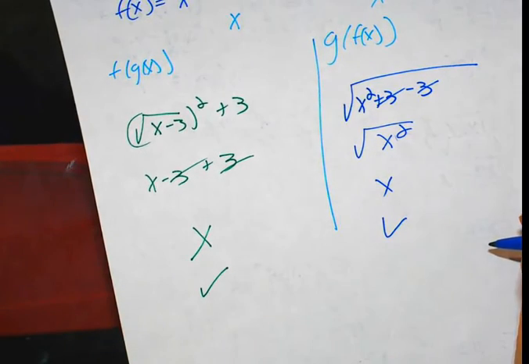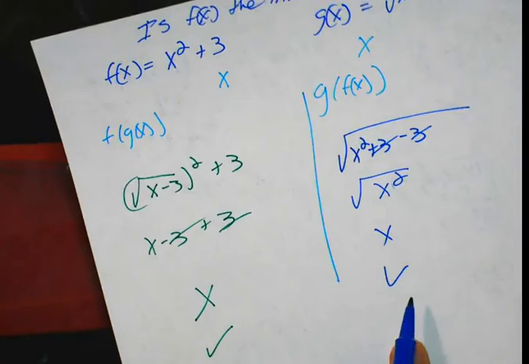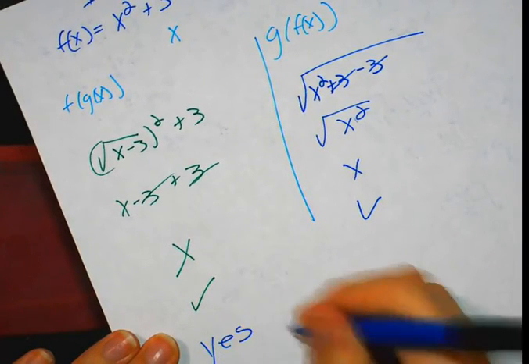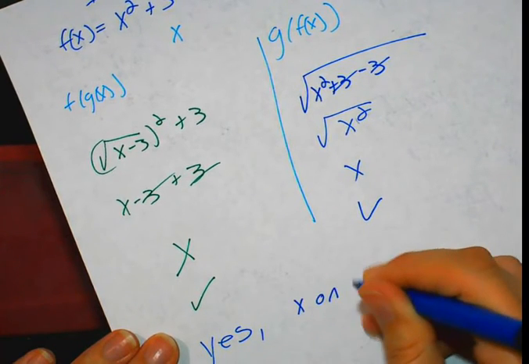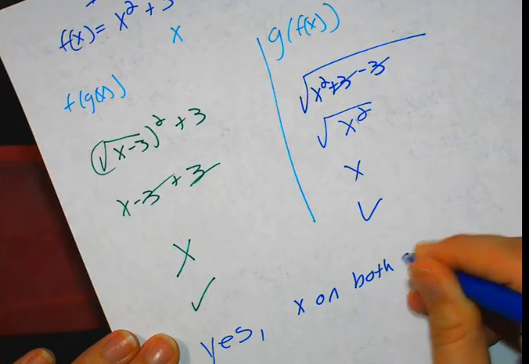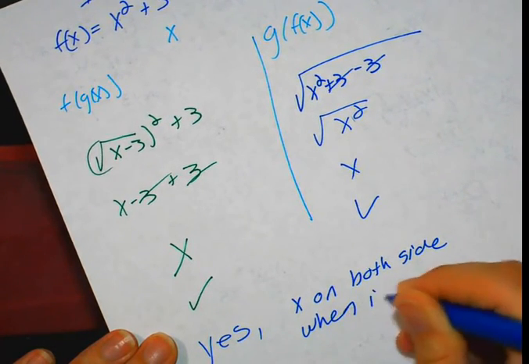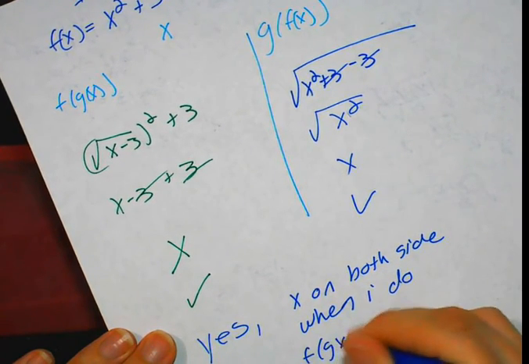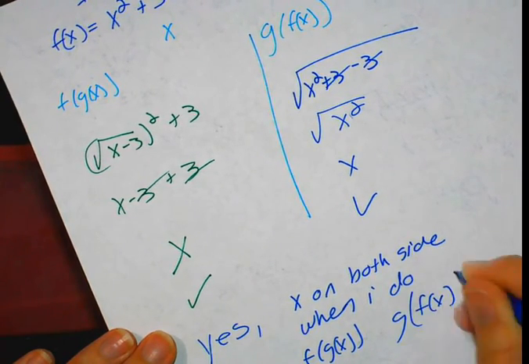So that is on the test, but it wasn't on the review, so I want to make sure you understand that. Both of these have to equal x in order for them to be inverses of each other. So the answer would be yes. I have x on both sides when I do f of g of x and g of f of x. That's it.